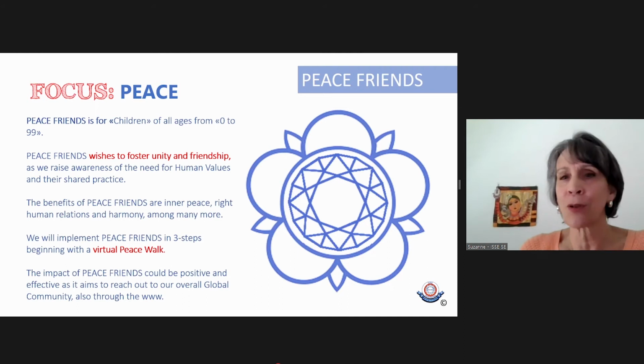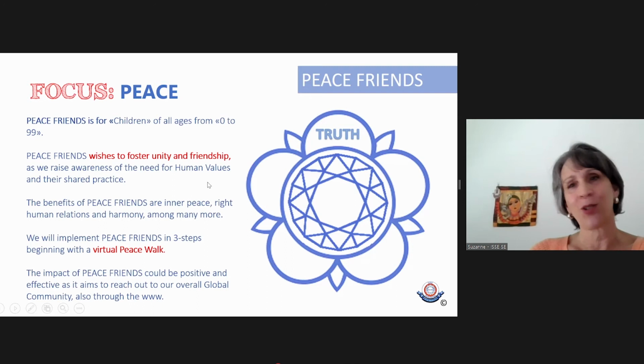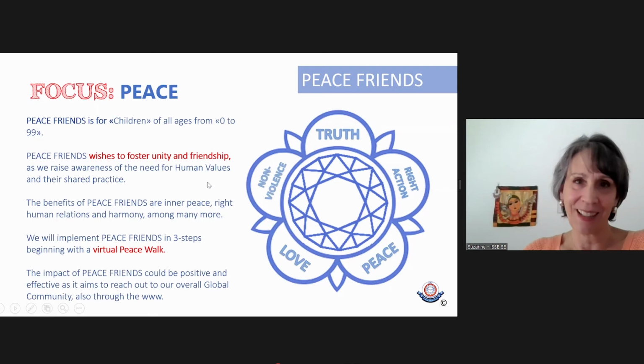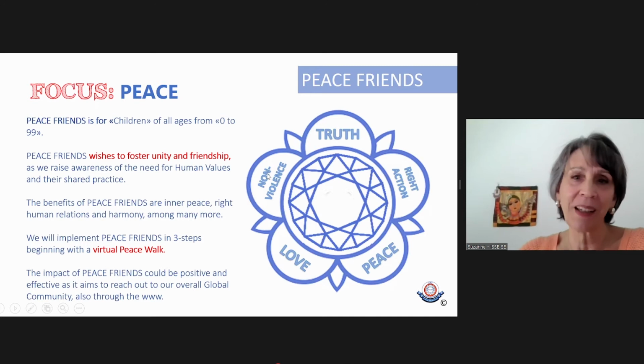As you see, we are using the five petal flower that is also part of the Institute logo. And we know that each petal contains one of the five human values: truth, right action, peace, love, and nonviolence. And we have heard, when talking about the cultivation of character, how when our character blossoms, the flower opens. And Sathya Sai says that character is the fragrance of the flower. So these human values represent the essence of our true being, which is the love, which we know is the undercurrent of all values.